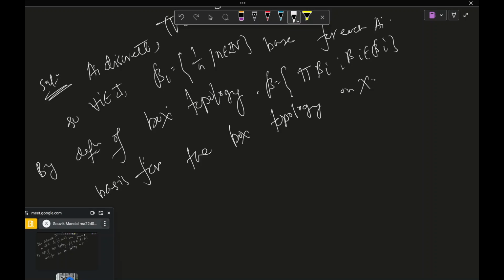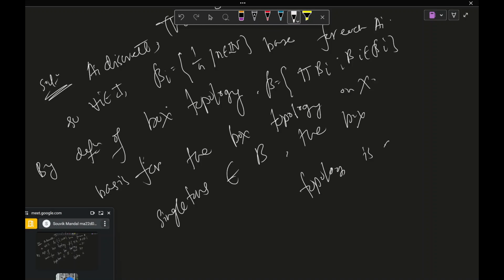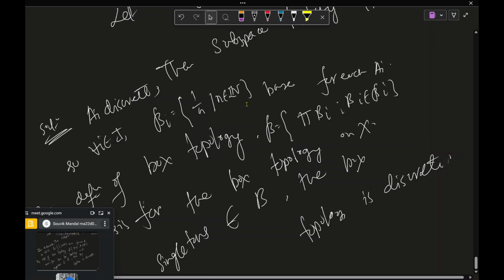So since this product of beta_i is a basis for the box topology, and since the singletons belong to B, the box topology is discrete. So the argument is: since each A_i is discrete, for each i this collection beta_i is a base for each A_i. By definition of the box topology, the product over beta_i is a basis for the box topology. Since the singletons belong to capital B, the box topology is discrete. So this is the argument.